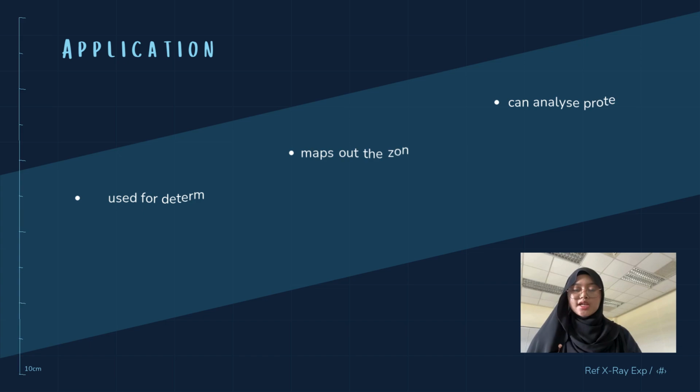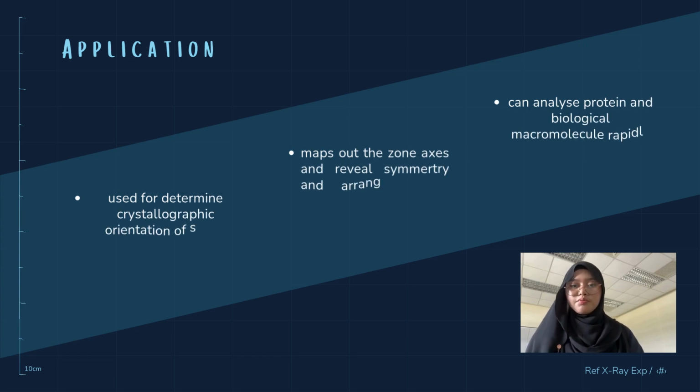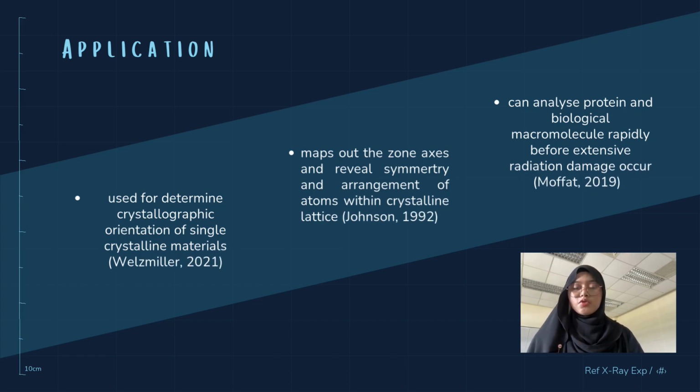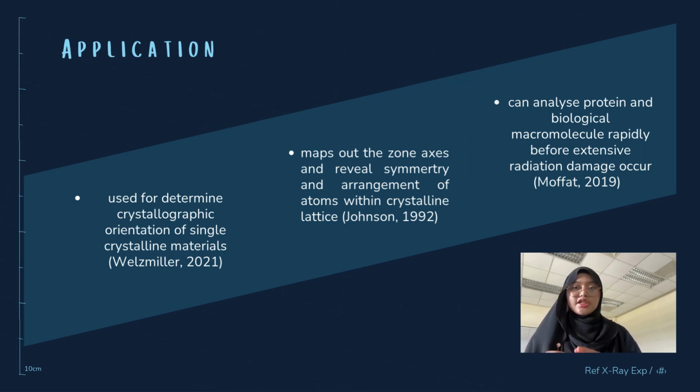Next, I will explain some important implications of X-ray diffraction. First, X-ray diffraction is used to determine the crystallographic orientation of single crystal materials. This helps researchers understand how a crystal is aligned and structured. Secondly, X-rays map the zone axis and reveal the symmetry and arrangement of atoms within a crystal lattice. This information is important for studying material properties and crystal structure. Lastly, X-ray diffraction can be used to analyze proteins and biological macromolecules rapidly before significant radiation damage occurs.